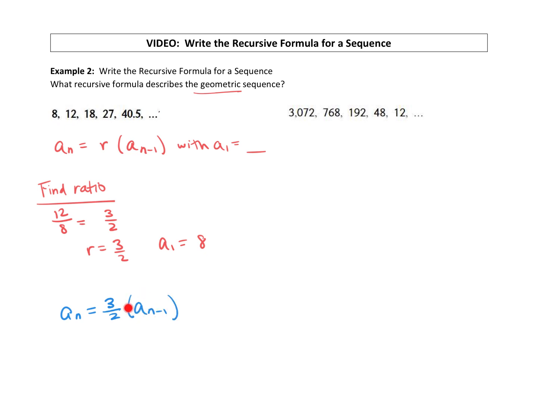So this a sub n minus 1 stays in your formula when you plug in your common ratio and your first term. And then we add on, you can write it next to it or maybe a little below it, with a sub 1 equal to 8. That is a recursive formula for this sequence. It tells people to start with the first term of 8, then take 3 halves times the previous term to get the next term. So we would take 3 halves times 8 to get 12. Then we would take 3 halves times 12 to get 18. Then 3 halves times 18 to get 27, and so on.